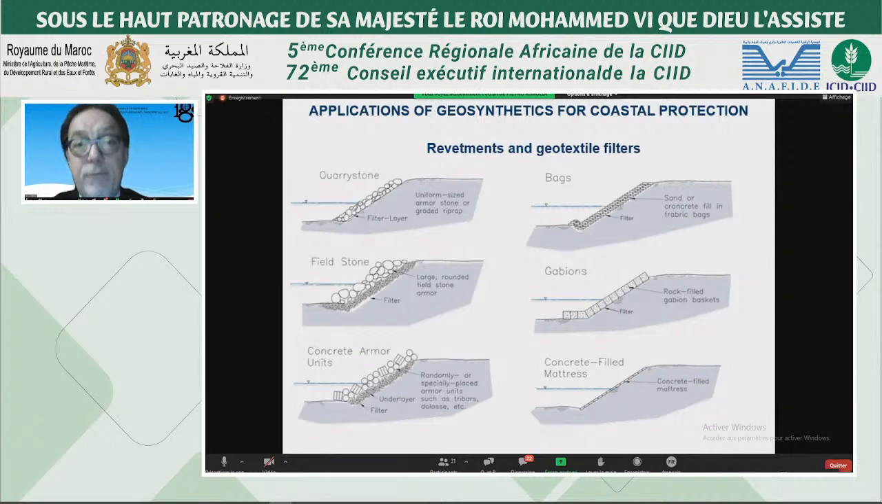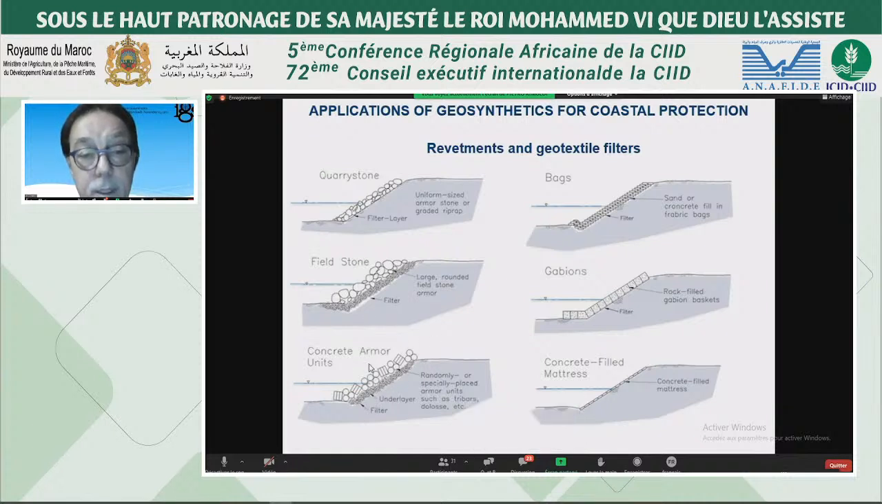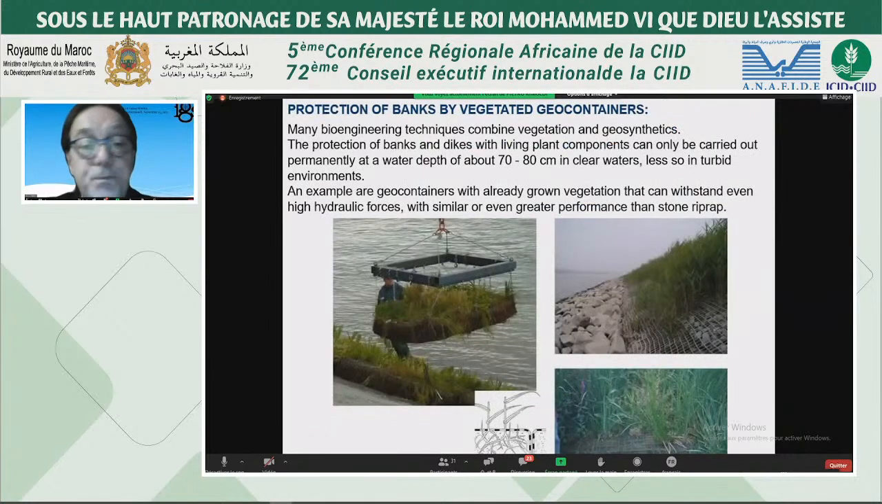supplémentaire. Tous les revêtements, les géotextiles nécessitent des filtres, avec une armure bétonnée, des unités d'armure bétonnées, aussi des sacs, des gabions, tous ces systèmes nécessitent une protection contre le scouring et donc un système d'infiltration.